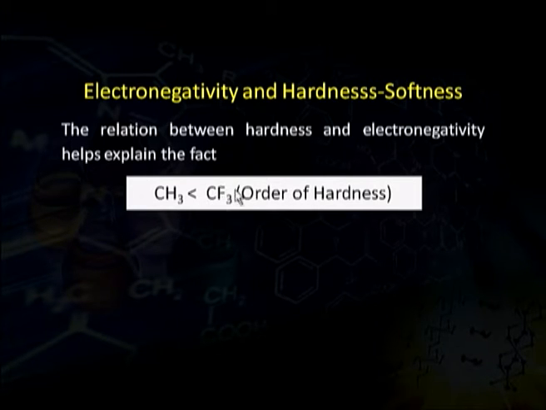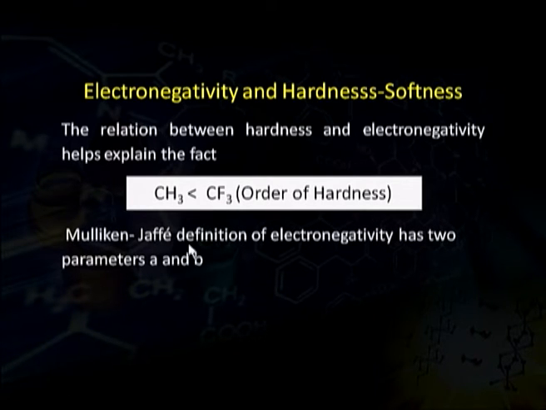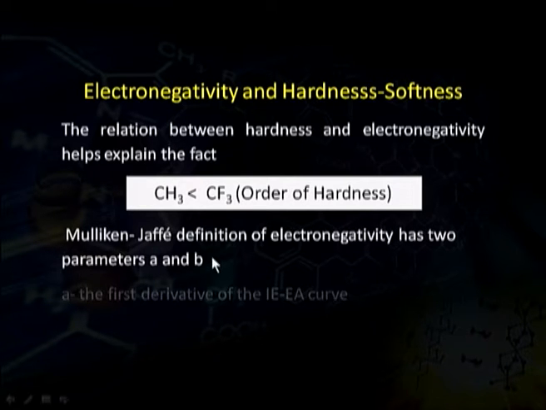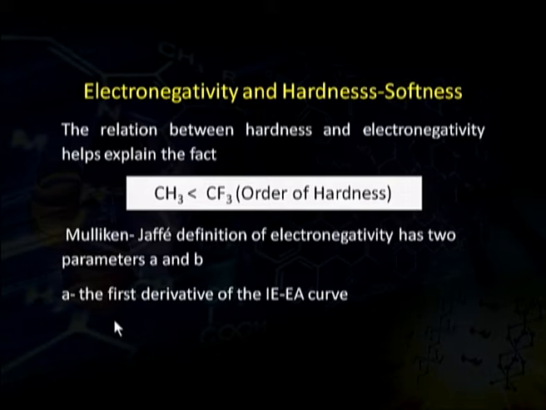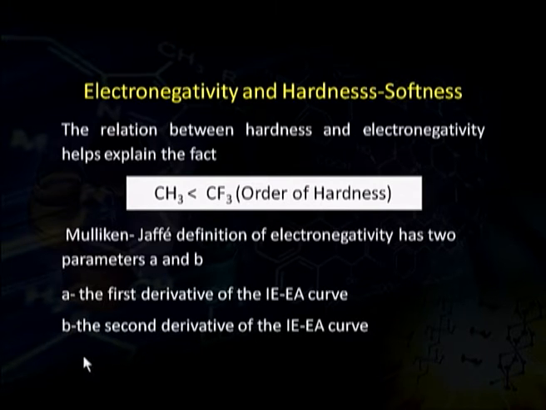So, this complete species gets hardened. So, CF3 is harder than CH3. According to Mulliken-Jaffe definition of electronegativity, which has two parameters A and B, the parameter A is the first derivative of the ionization energy and electron affinity curve, whereas the parameter B is the second derivative of the ionization energy and electron affinity curve.